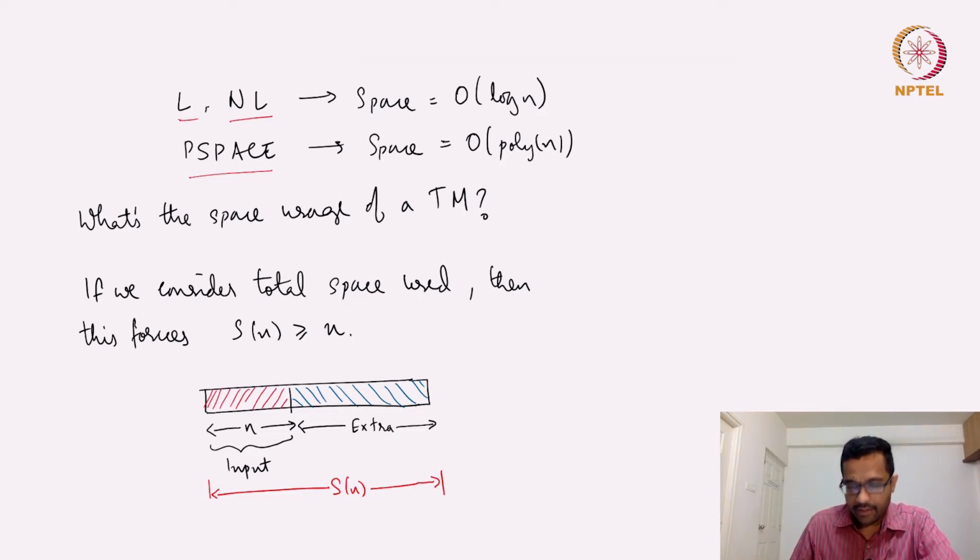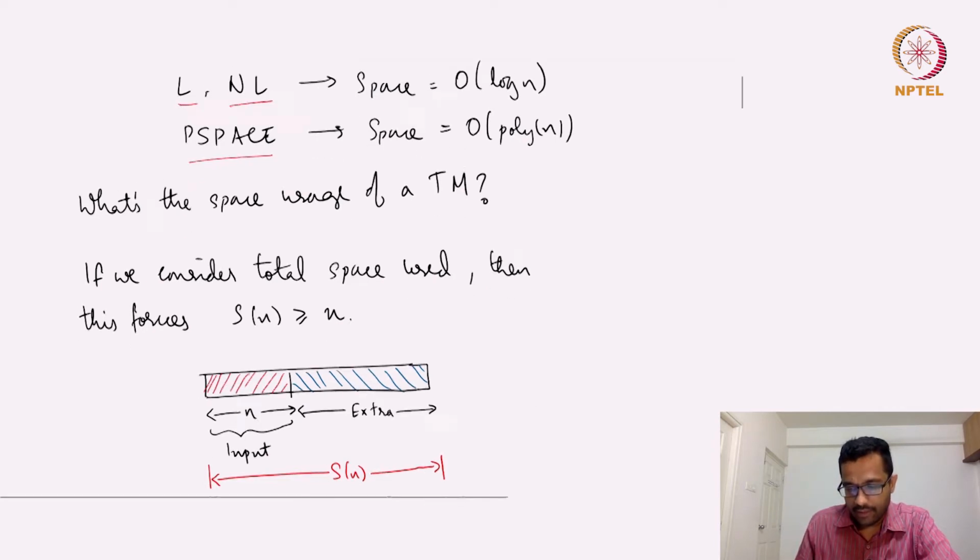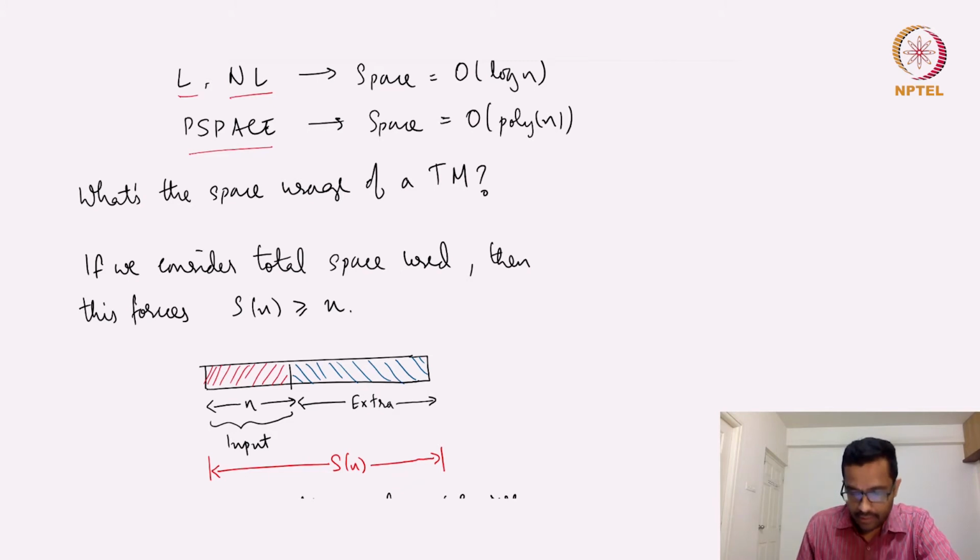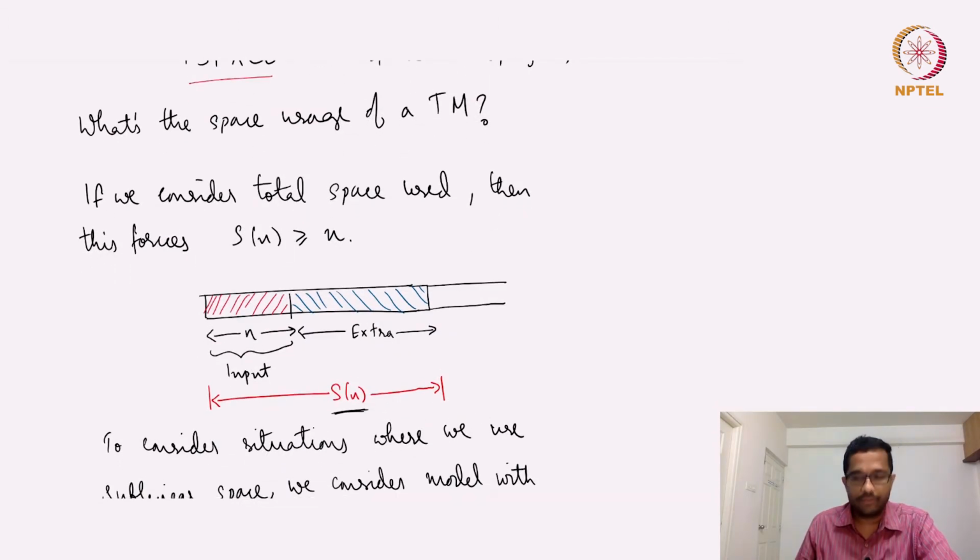Let's try to do something naive. Let's say the space usage of a machine is the total number of cells used for the computation in the tape. Suppose this is the tape. So n is the number of cells used for the input and some more extra, and the total space usage of this Turing machine is n plus extra, which we will denote by S(n). This sounds reasonable right now, because we are accounting for exactly the space we use.